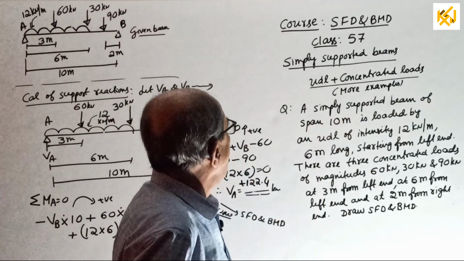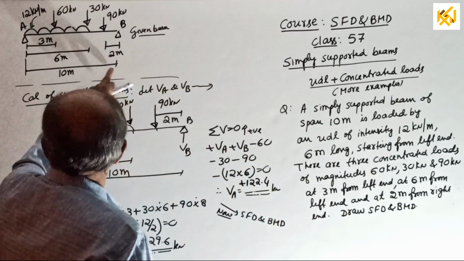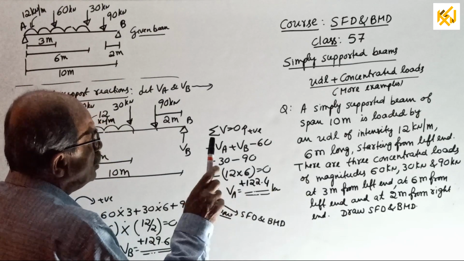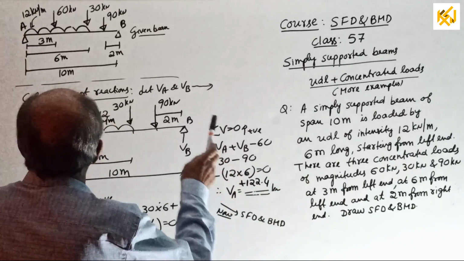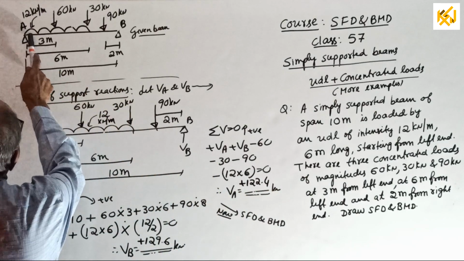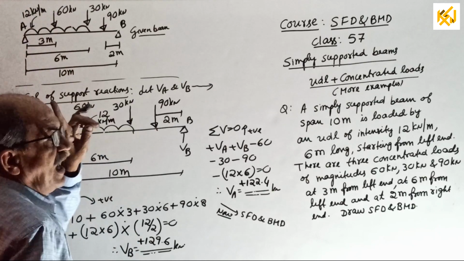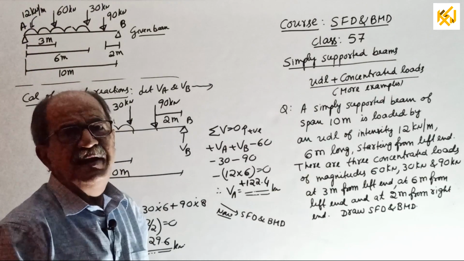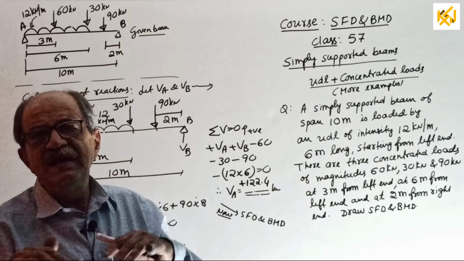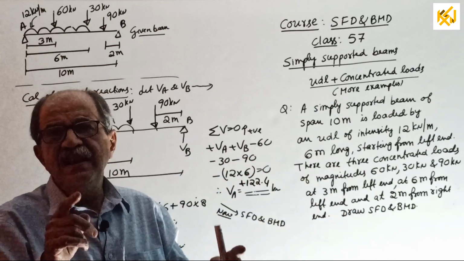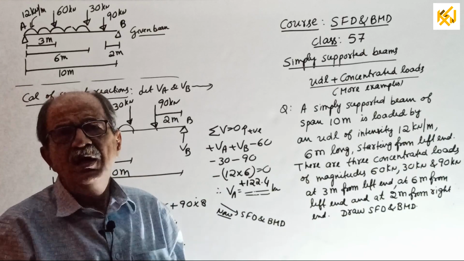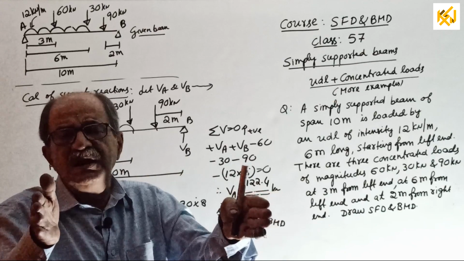A simply supported beam of span 10 meter, written here, 10 meter span, loaded by a UDL of intensity 12 kN per meter, 6 meter long, starting from the left end. So from the left end it goes for 6 meter. Earlier we had done this question, but at that time there was only UDL, once on the left side, then on the right side, then the central portion, then full UDL with the point load, then central UDL portion with the point load.